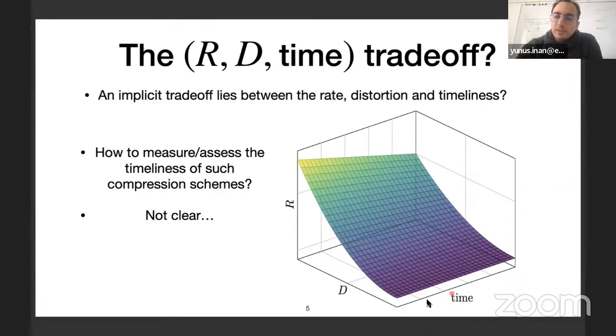So for instance, if the time conditions are relaxed, so if we allow the encoder to wait more, then the rate distortion curve approaches the origin. And when we have more stringent time conditions, that means that the encoder mustn't wait too long, then we may have a rate distortion curve which is much further from the origin. But still, how to measure or assess the timeliness of such compression schemes, we don't know exactly.